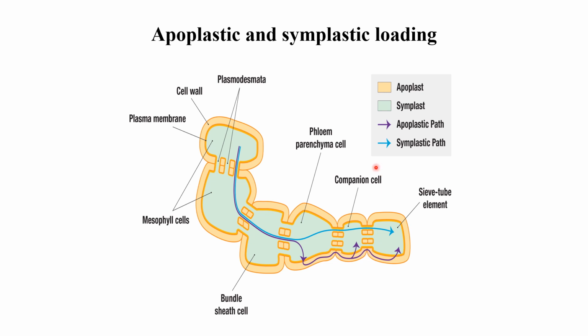So these are the apoplastic pathway and the symplastic pathway. In the apoplastic pathway, the translocation of organic solutes takes place through the cell wall. Here the pathway is represented by the violet color, that is the apoplastic movement of organic solutes, that is the sucrose. And another pathway is known as the symplastic pathway, and in this pathway the translocation of organic solutes takes place through the plasmodesmata from one cell to another.